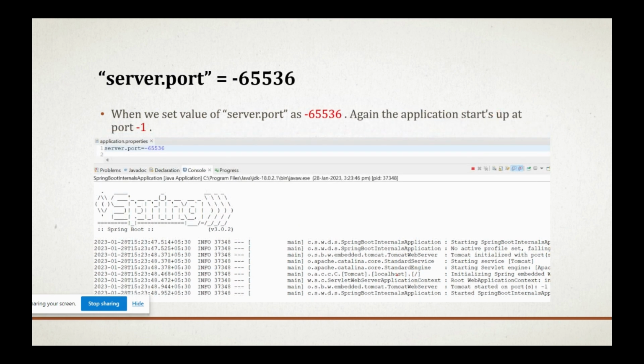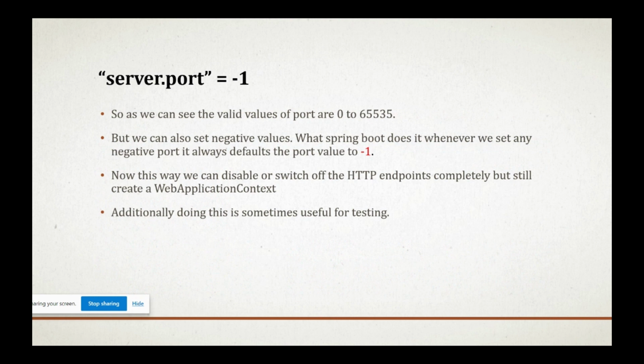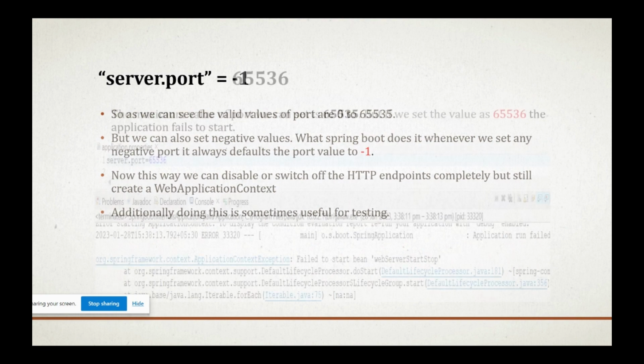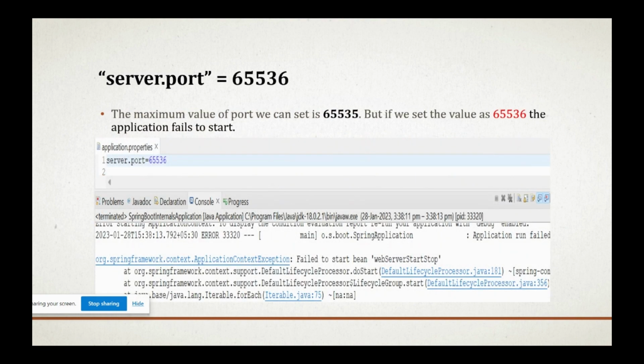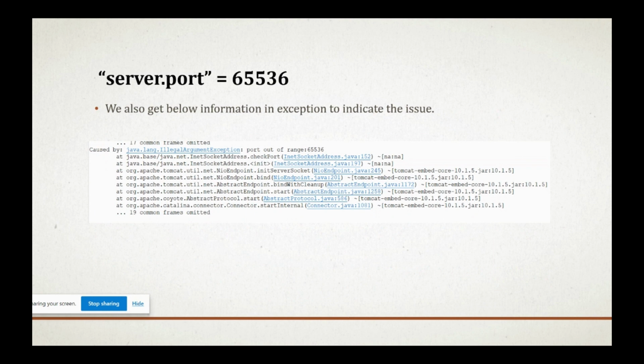We saw what happens with -65536. The value is important because the number of ports that are permissible is 65535, and we are doing the negative of that particular value. But the application does start again on port -1. And finally, we are saying that port -1 can be used to switch off the HTTP endpoints but still create the web application context. It can sometimes be useful for testing. And finally, we tested the application with the value of 65536, wherein 65535 was the maximum port that was permissible. And again, we get the error message, port out of range.